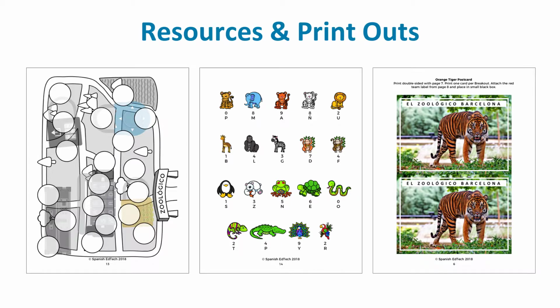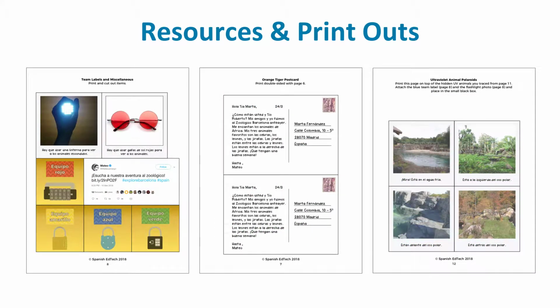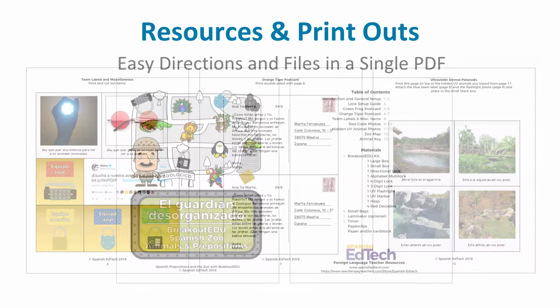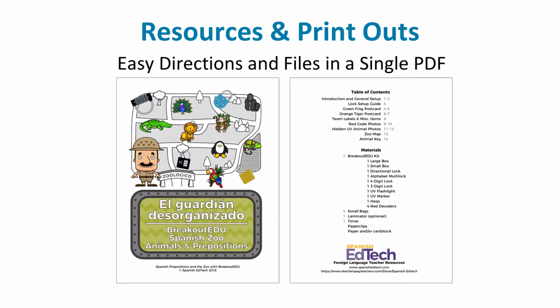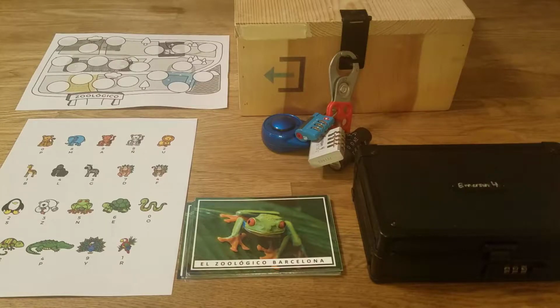There will also be a handful of other printed out materials. There'll be some postcards, different pictures, different puzzles for students to complete, and I include a single PDF which includes step-by-step directions and all files needed to complete the breakout activity. Now let's go through the student walkthrough experience to see what you and your students will discover as you're completing the breakout. Students will start with the large box closed with all the locks attached to a hasp.